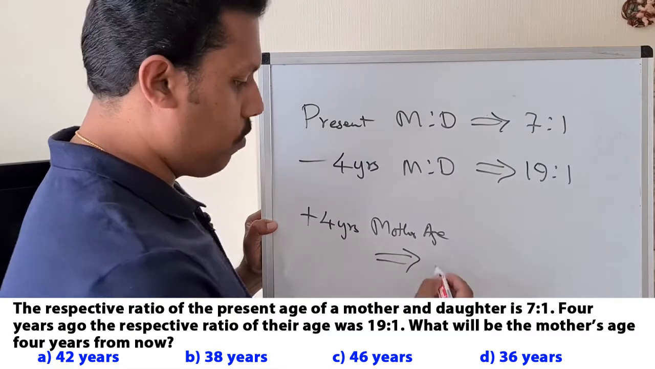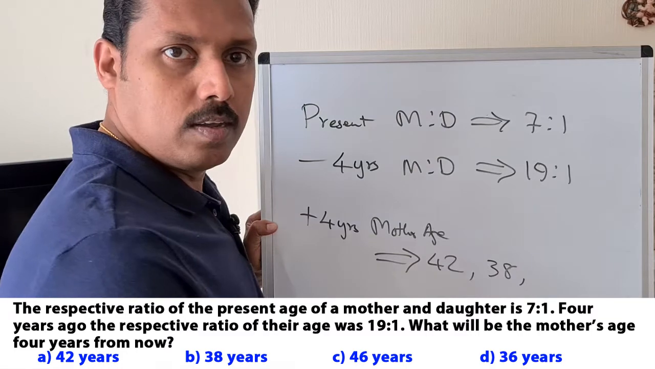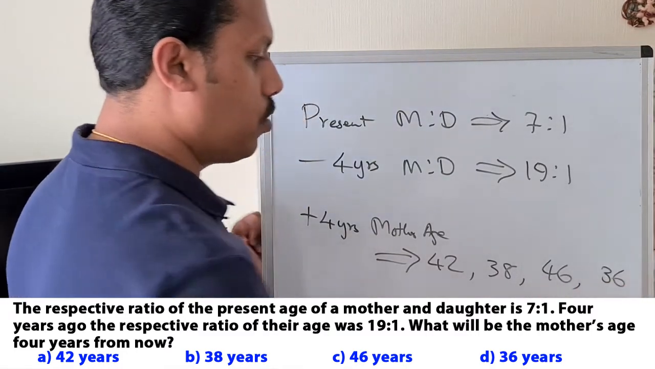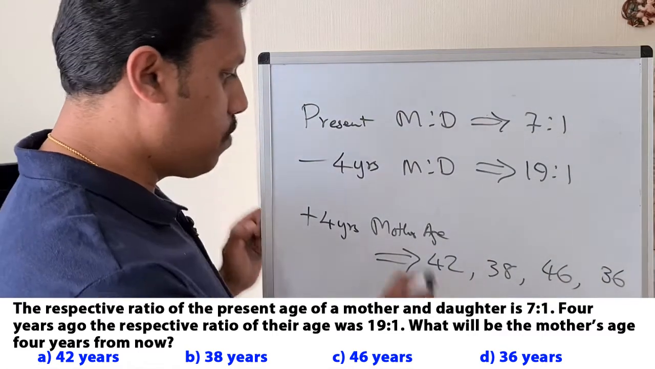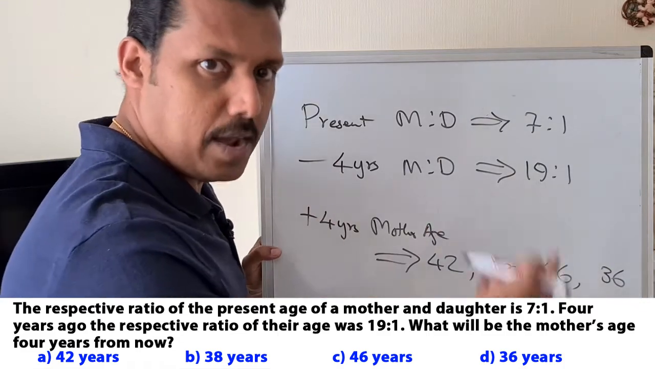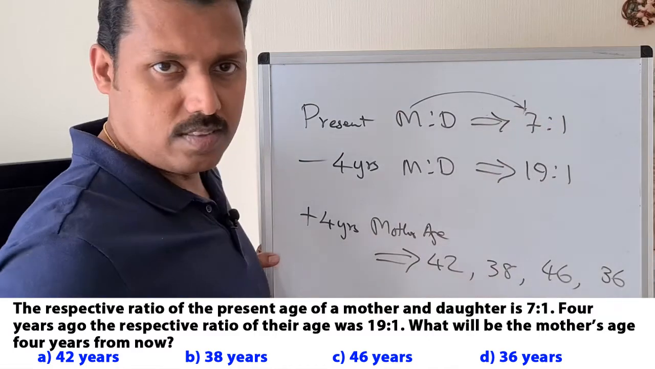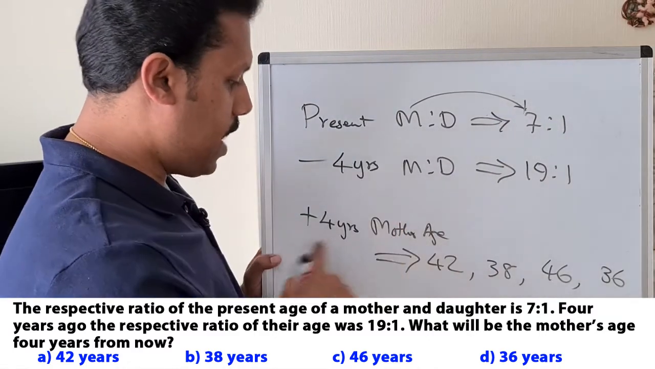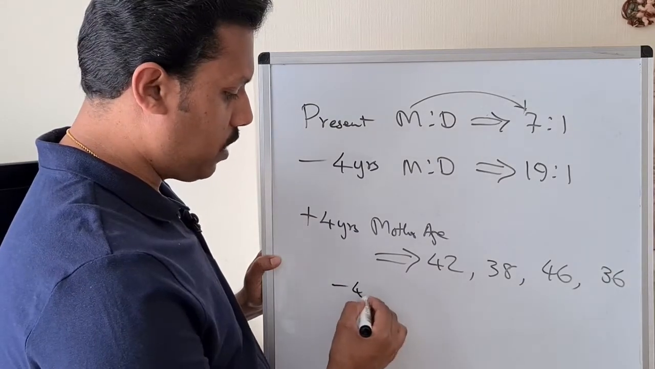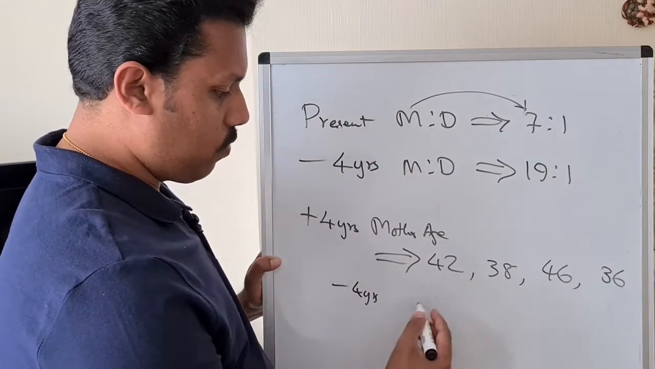So the answers are given as 42 years, 38 years, 46 years and 36 years. So one of these is your answer. Let's find out what is mother's age after 4 years. So present ratio of mother is 7, isn't it? So this is the present age. The answers they've given are after 4 years. So that means we need to subtract 4 years to get the present age. So 42 minus 4 is 38.